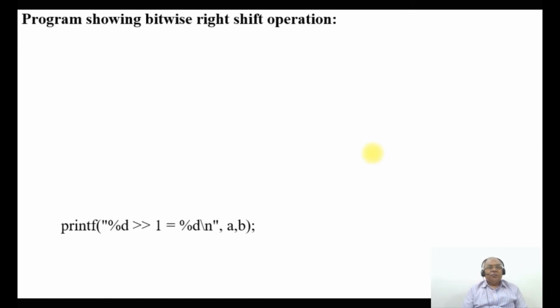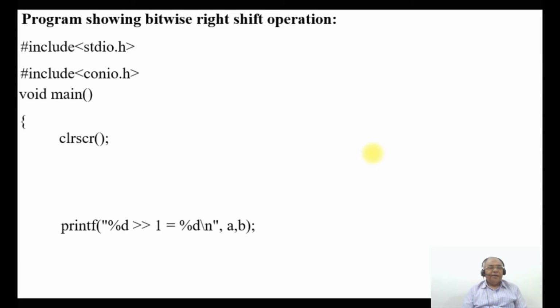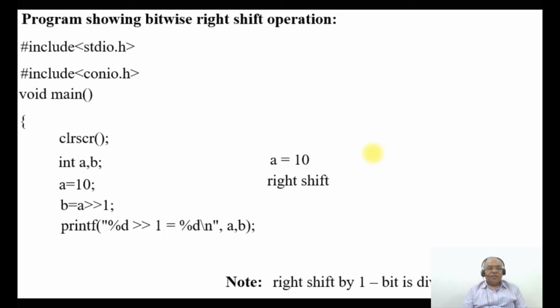So, bitwise: the program showing the bitwise right shift operation includes stdio.h and conio.h. So we have void main, clrscr, int a, b. So a is equal to 10. The representation of 10 is the right shift. So b is equal to a >> 1; the two greater-than symbols are the bitwise operator, that is, the right shift by 1 bit. So here printf "%d\n", a, b. So right shift by 1 bit is divided by 2. So b is equal to 5.